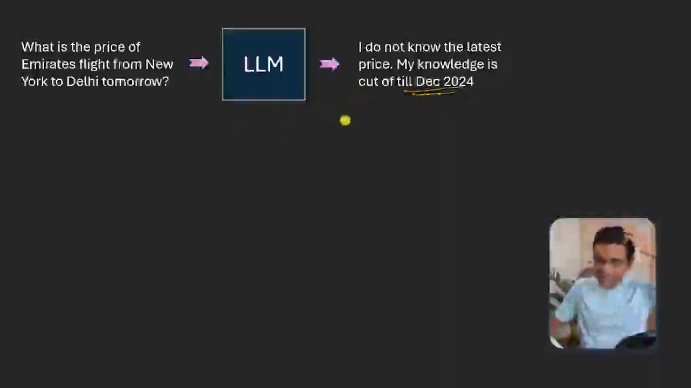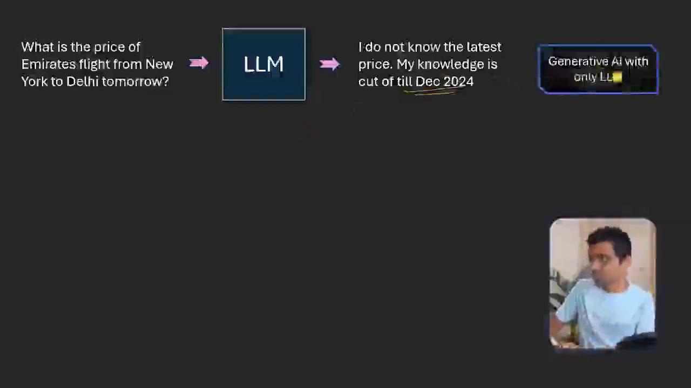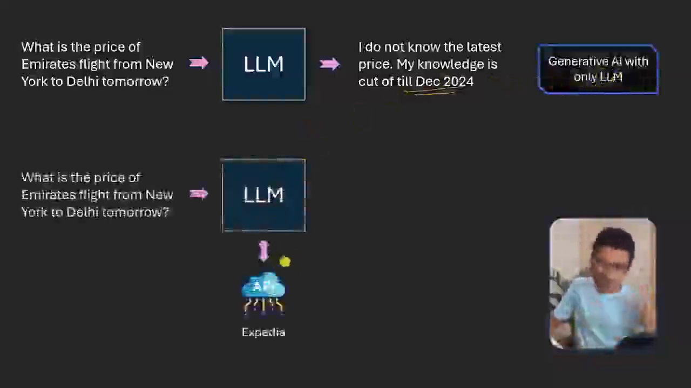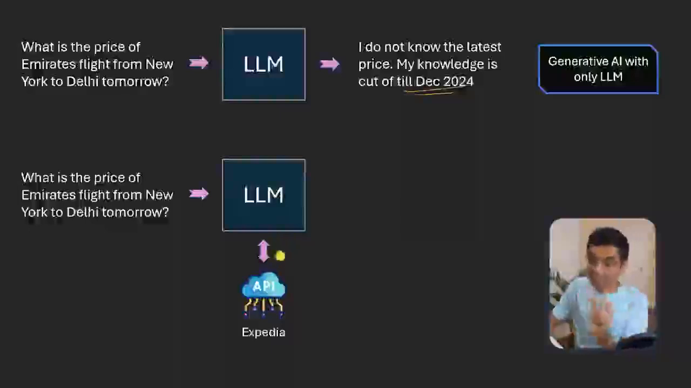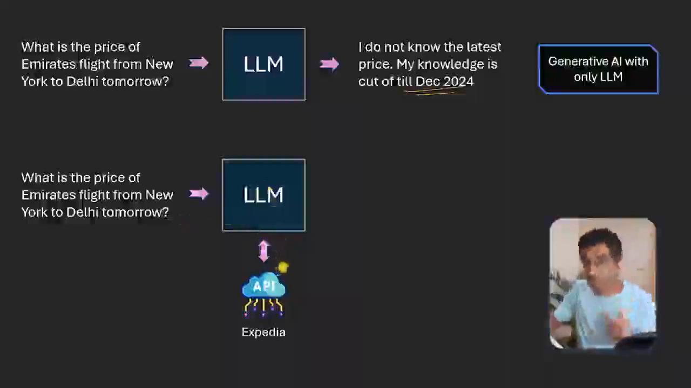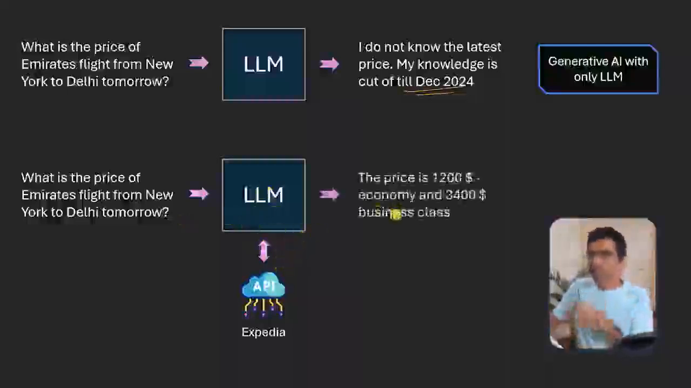But you have noticed that if you ask this question to ChatGPT, it will do an internet search and it will still answer it. Okay. So see, this first scenario is generative AI with only LLM. But ChatGPT is an agentic application. So ChatGPT, or you can build your own application, can have access to the internet, or to the Expedia API or MakeMyTrip.com API. Whatever API can give you the latest flight prices, you can give the access of that API to your LLM, and using that API, the LLM will be able to produce the answer.